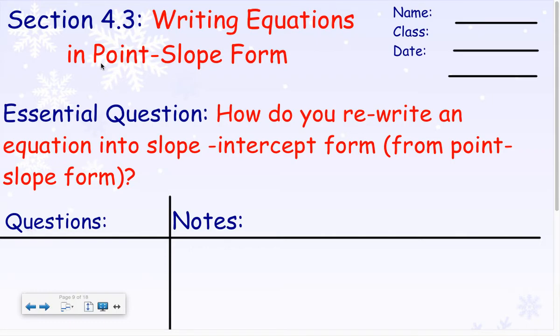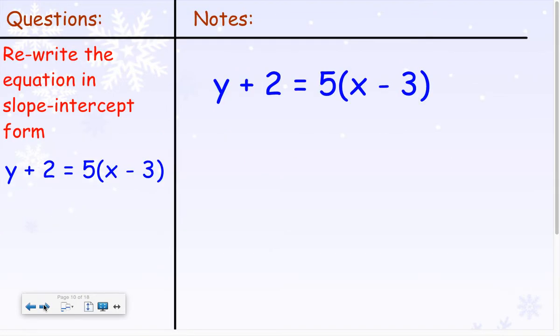Section 4.3, writing equations in point-slope form. Essential question: how do you rewrite an equation into slope-intercept form from point-slope form? Alright, so rewrite the equation in slope-intercept form. So right now we have an equation that's in point-slope form, and we want to get it into slope-intercept form.